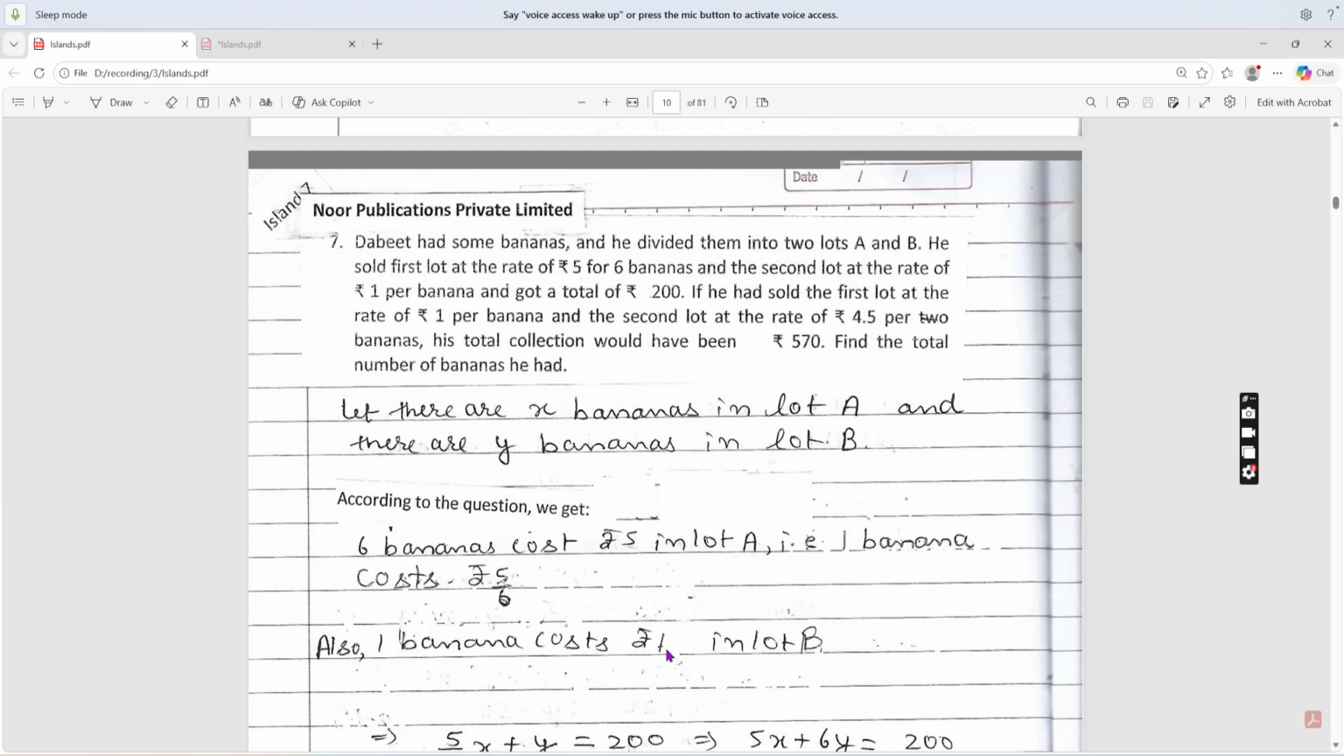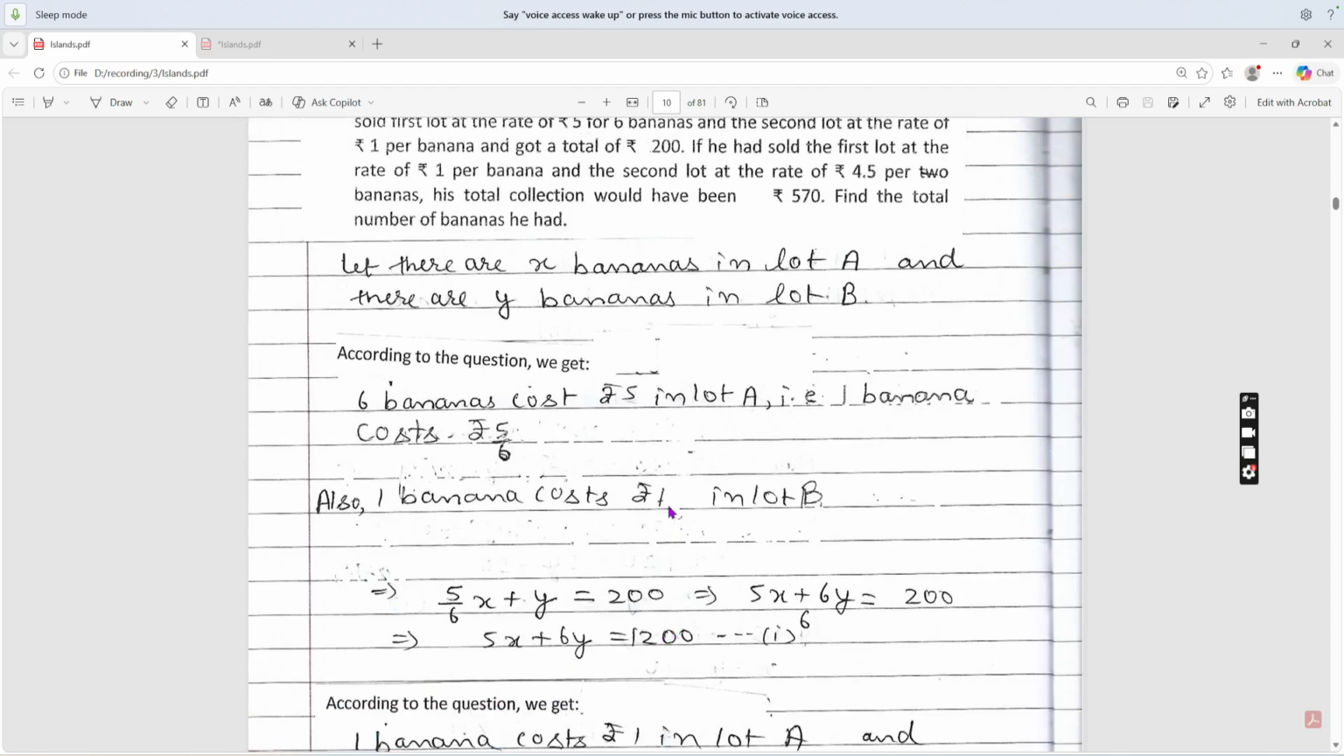Also, one banana cost rupees 1 in lot B. It is also written. Just see the second situation: in the first, and the second lot at the rate of rupees 1 per banana. It means there is a ratio of 1:1. So one banana cost rupees 1 in lot B. So what is the total cost? Y into 1, that is 1y, or that is simply y.